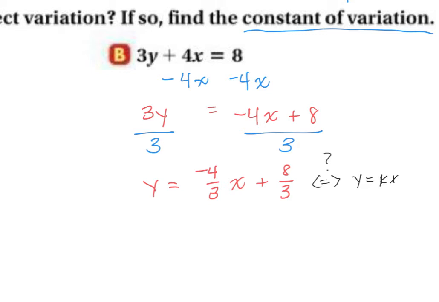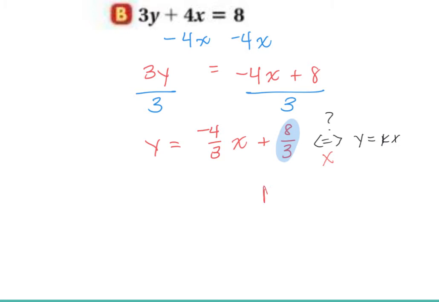Someone said no. Why? Oh, you said yes? Take a look at the 8/3. That's what's messing us up for writing this as y equals kx. Because remember, 8 over 3 would be our b, right? And for direct variation, b has to be equal to 0. So because this 8/3 is there, guys, this is not direct variation.